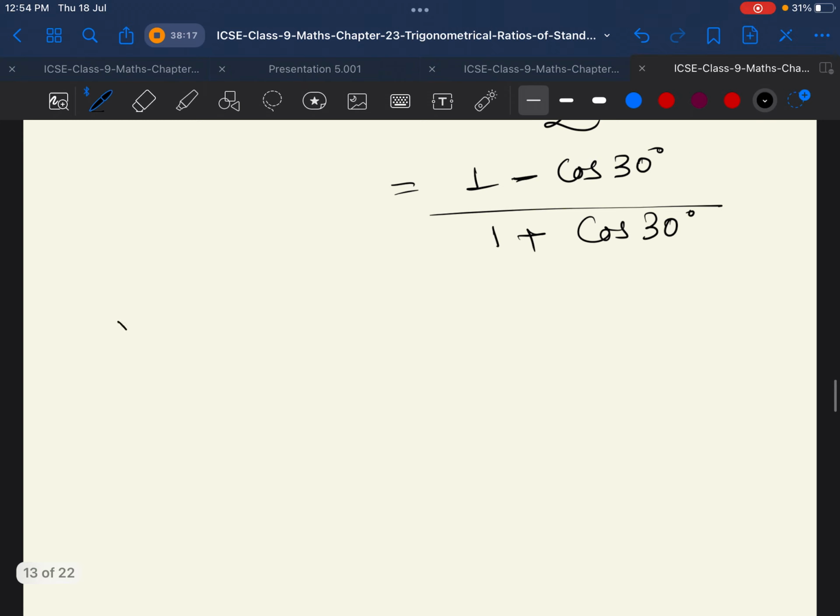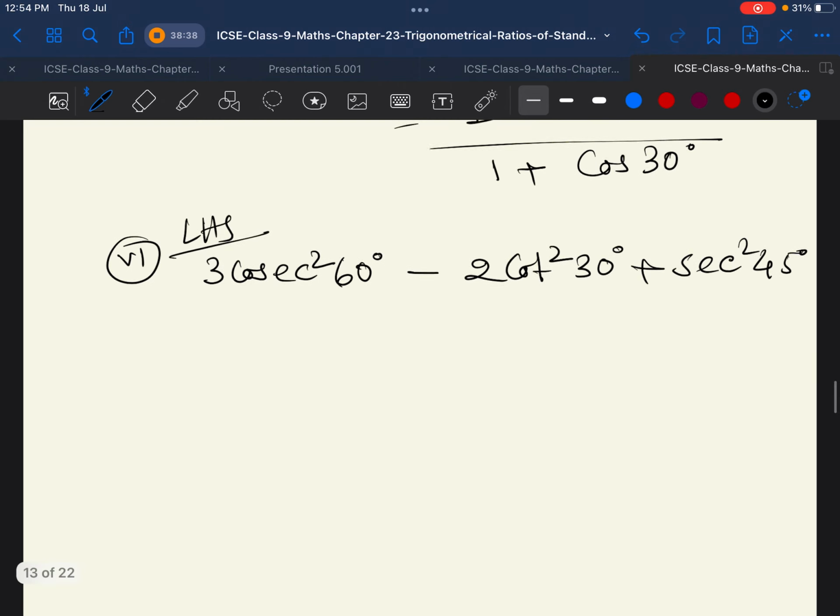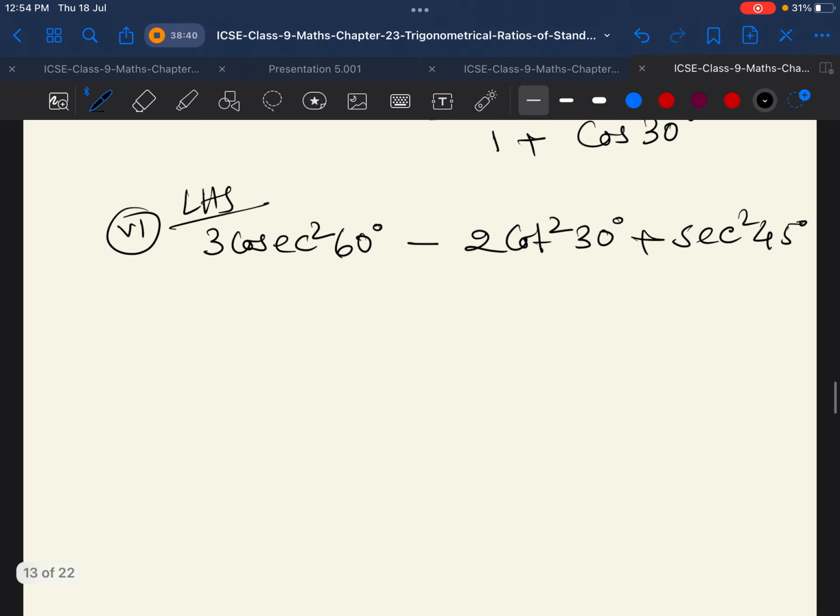Now question number 6. 3 cosec square 60 degree minus 2 cot square 30 degree plus sec square 45 degree. This is left hand side. We have to prove this term will be 0, right hand side.